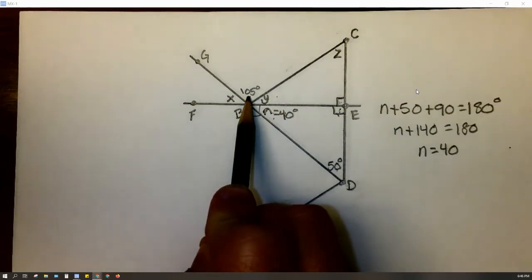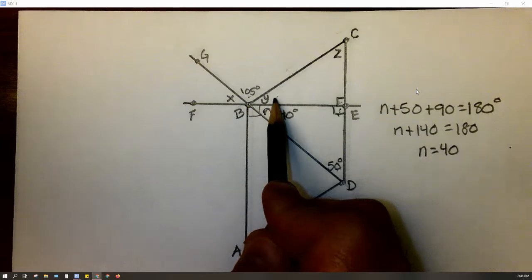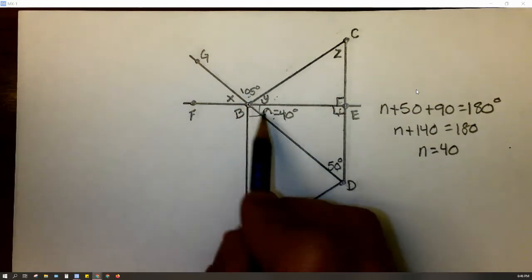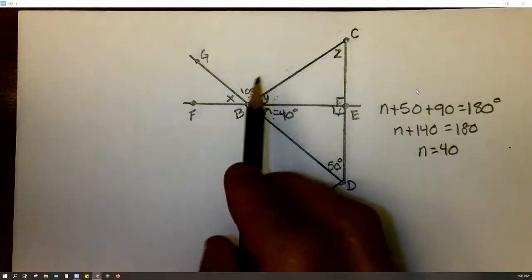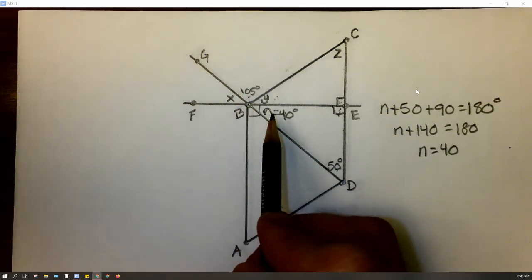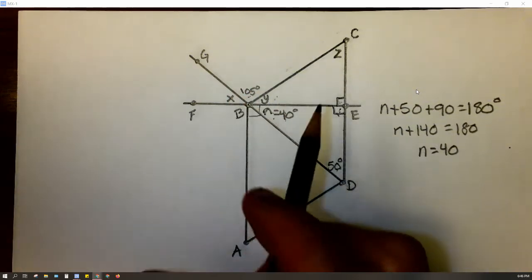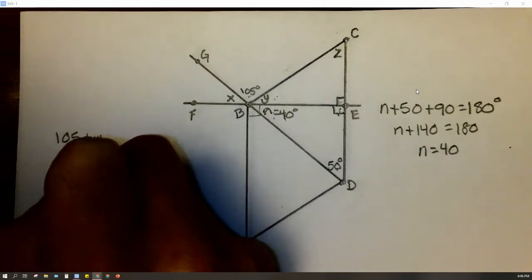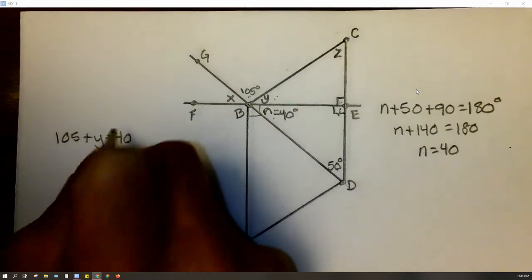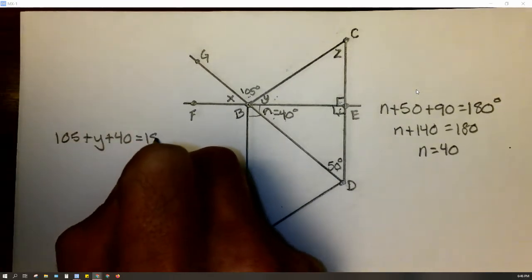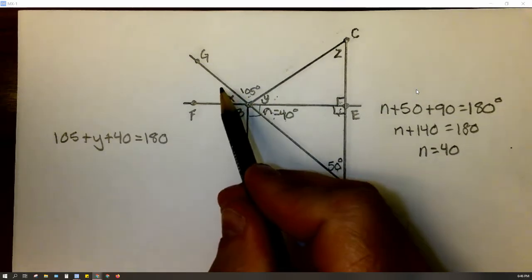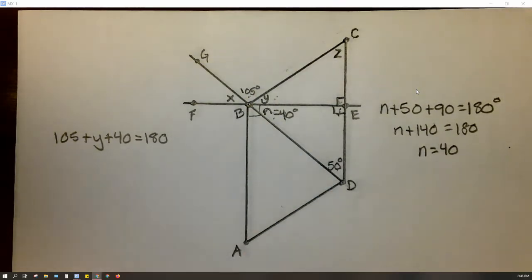See that the 105-degree angle, the angle we named Y, and the angle we just found to be 40. When we put all three of those together, don't they make a straight line? If angles make a straight line, then they add up to 180 degrees. So 105 plus y plus 40 have to equal 180. Again, anytime you have a straight line, if you break it up into multiple angles, all those angles have to add up to 180 because every straight line is 180 degrees.